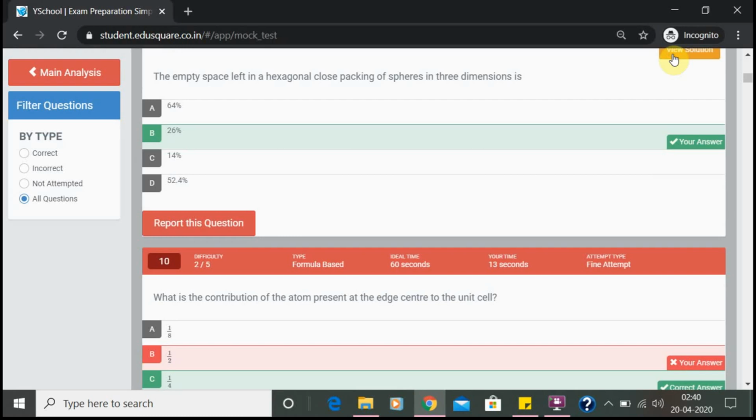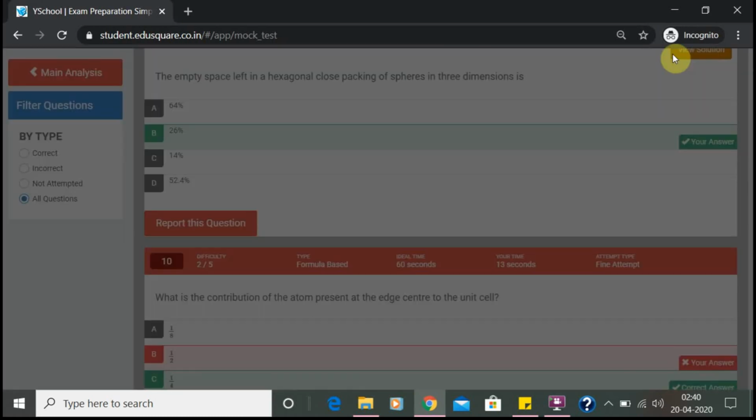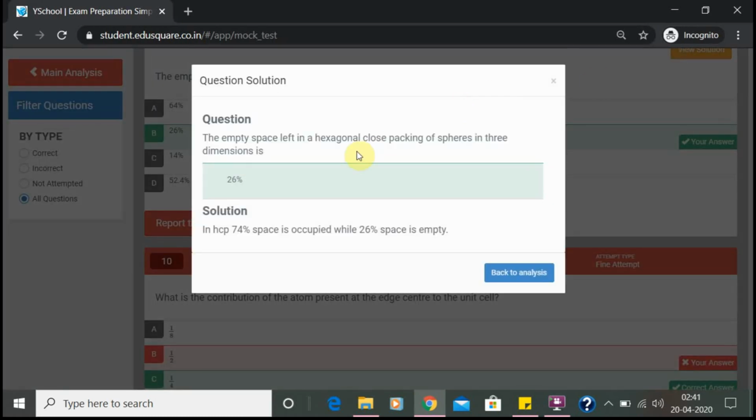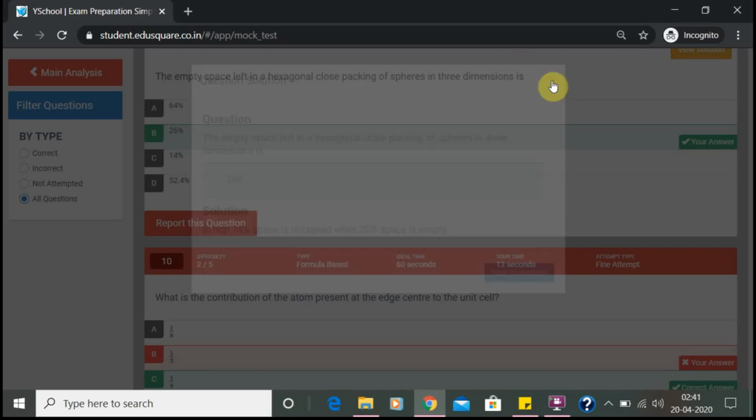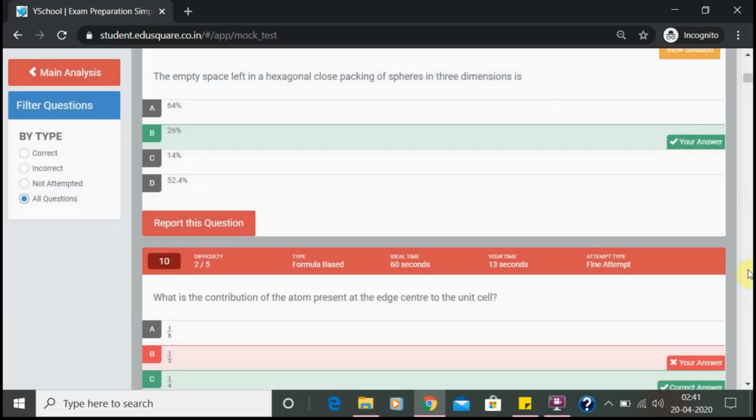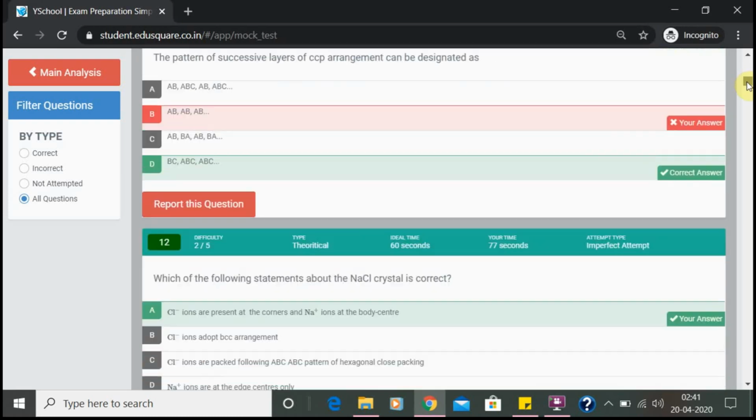Here again, you can click on the tab of view solution. There's a solution that comes, so that you can compare where you went wrong, or even if you've attempted that question, maybe there is a better way to attempt it, or sometimes you arrived at a correct answer, but the method was wrong. So you need to check most of the questions based on that, right?